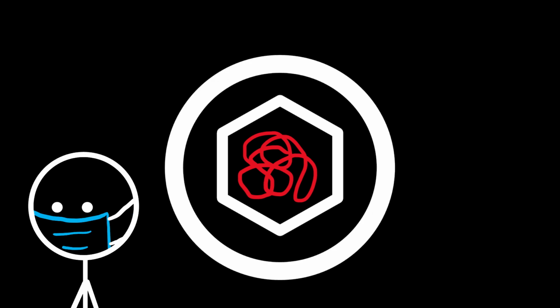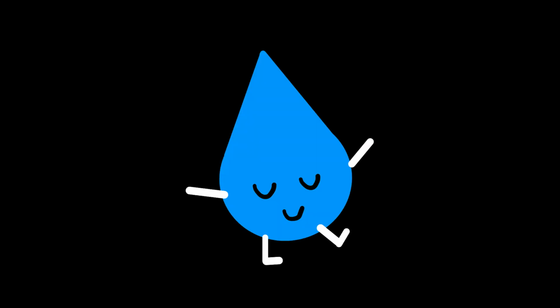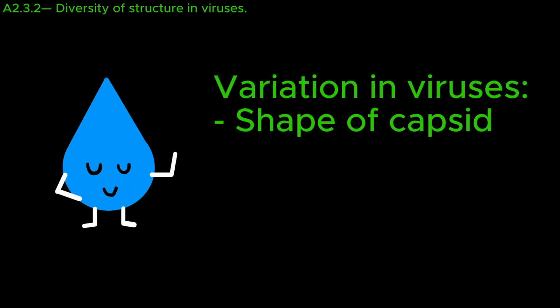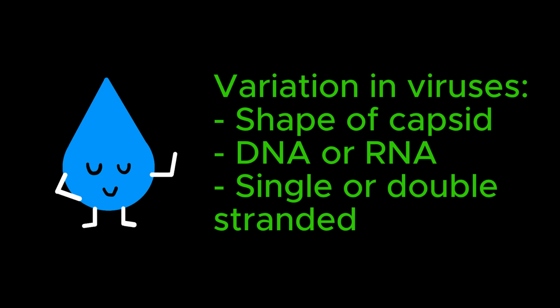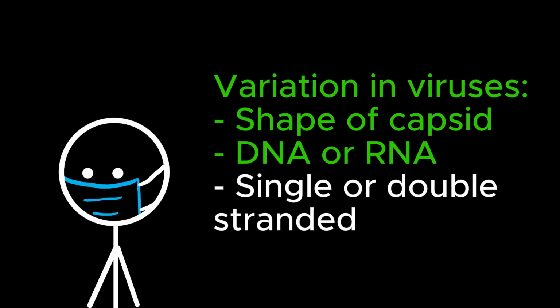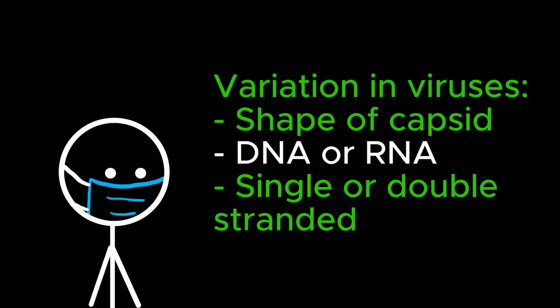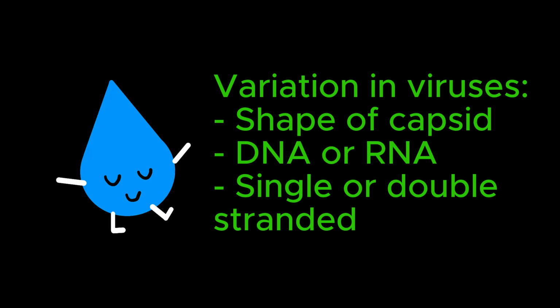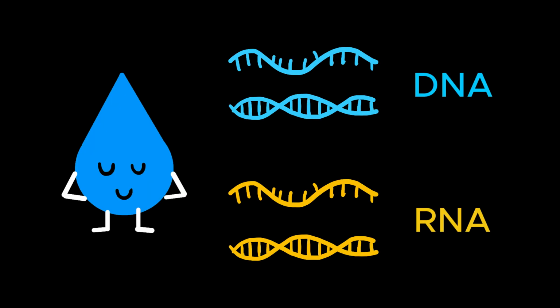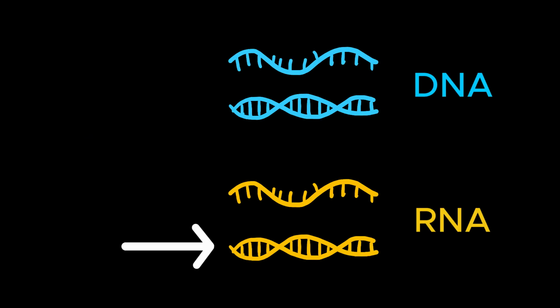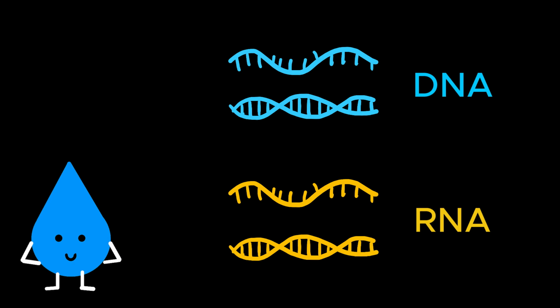Does that mean all viruses are pretty much the same? Not necessarily. They can vary in the shape of their capsids, whether they have DNA or RNA as the genetic material, whether that is single-stranded or double-stranded. Wait, is that different from differentiating DNA and RNA? Good question, and the answer is yes. You can have single-stranded DNA and double-stranded RNA, though they are less common.